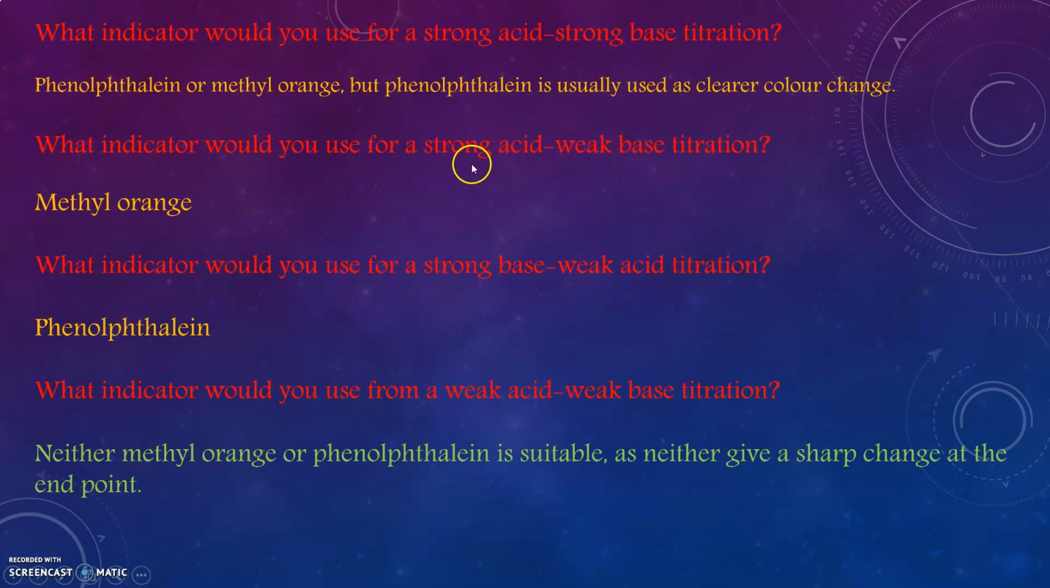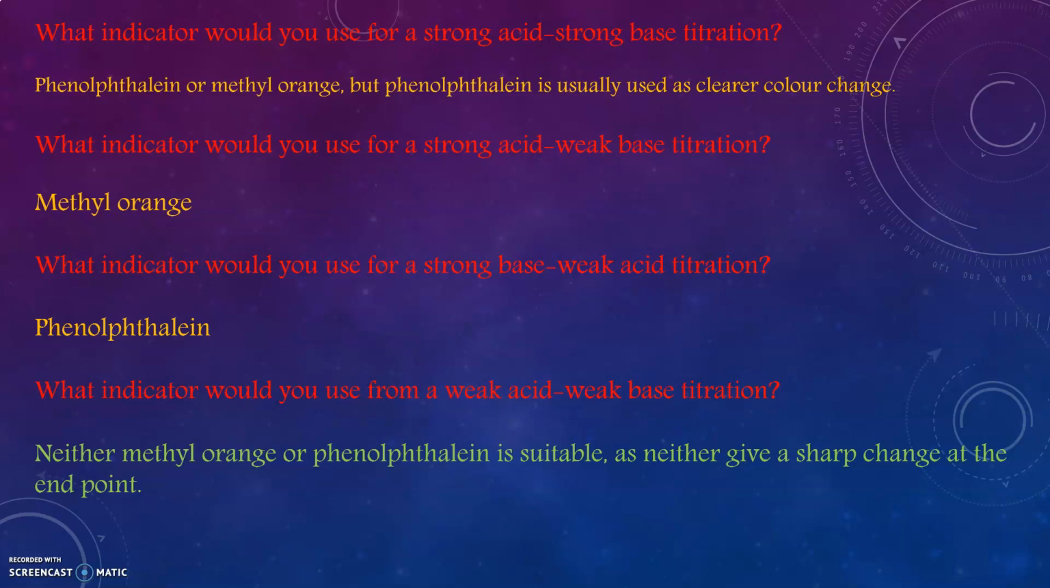In titration between strong acid and a weak base, we can use methyl orange. In the titration between strong base and weak acid, again, the phenolphthalein. But in the titration between weak acid and weak base, actually neither methyl orange nor phenolphthalein is suitable because it does not give a sharp change at the end point.